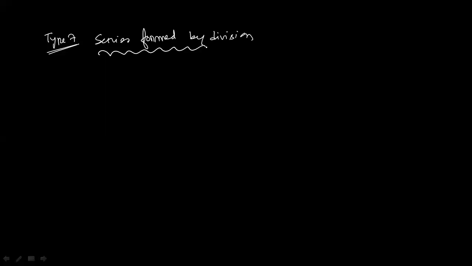So now in the previous video we have discussed up to type 6. So now we are going to discuss type 7. Type 7 is series formed by division. That means in the series we have to follow the divide rule.